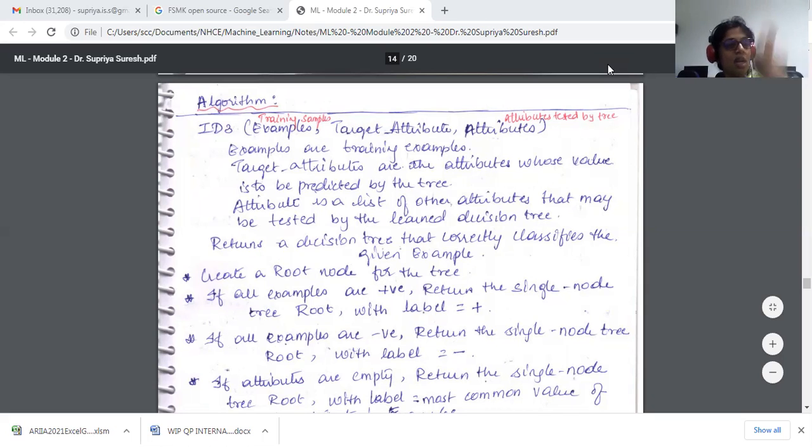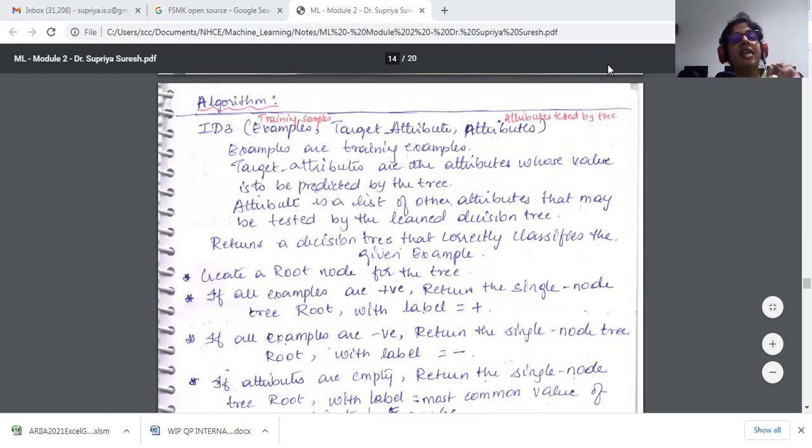When I say outlook, in the outlook we had three parameters: sunny, rainy, and overcast. For all three we created separate tables. From the separate tables we calculated the number of positives and negatives, and after that we substituted and calculated the entropy. Each entropy value was taken as a summation: P of sunny plus N of sunny divided by the total number of P plus N, into entropy of sunny, and similarly for rainy and overcast. With the average formula, we got the average information of entropy with respect to outlook. Again, we calculated with respect to temperature, humidity, and windy.